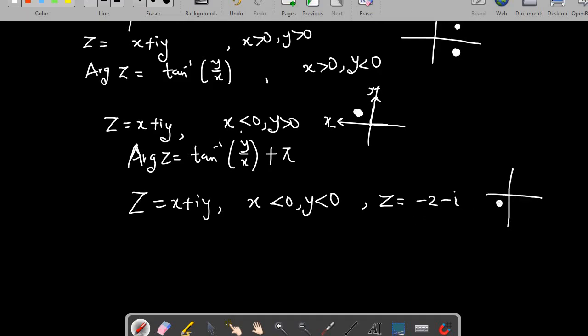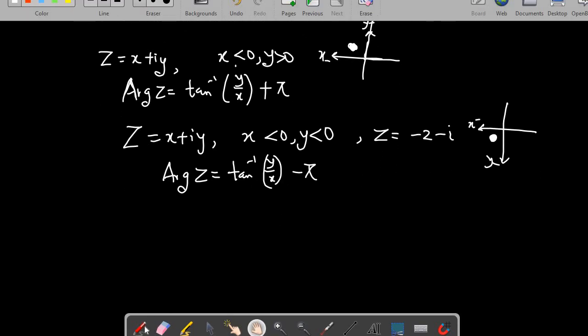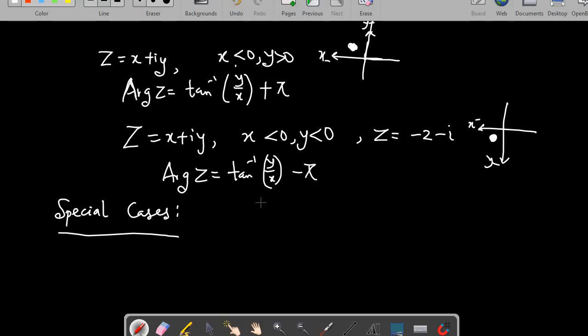If you have a complex number that is here, negative real, negative imaginary, in that case your argument of z will be equal to arctan y over x minus pi. Please take note of these expressions. They will help you to resolve the argument of any complex number very easily. Now let's look at some special cases. Just put them down. We'll make use of them when we start solving questions.